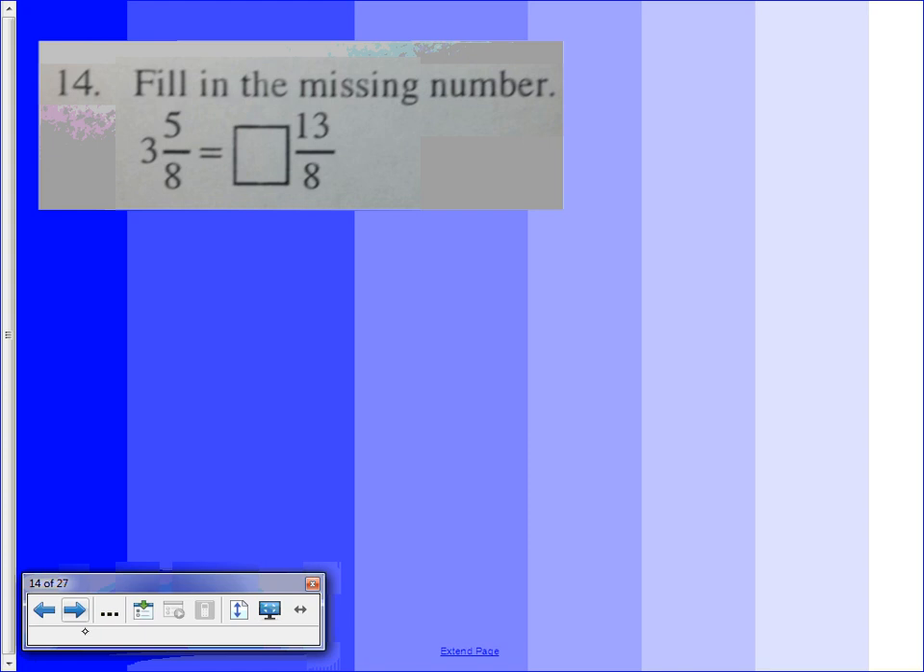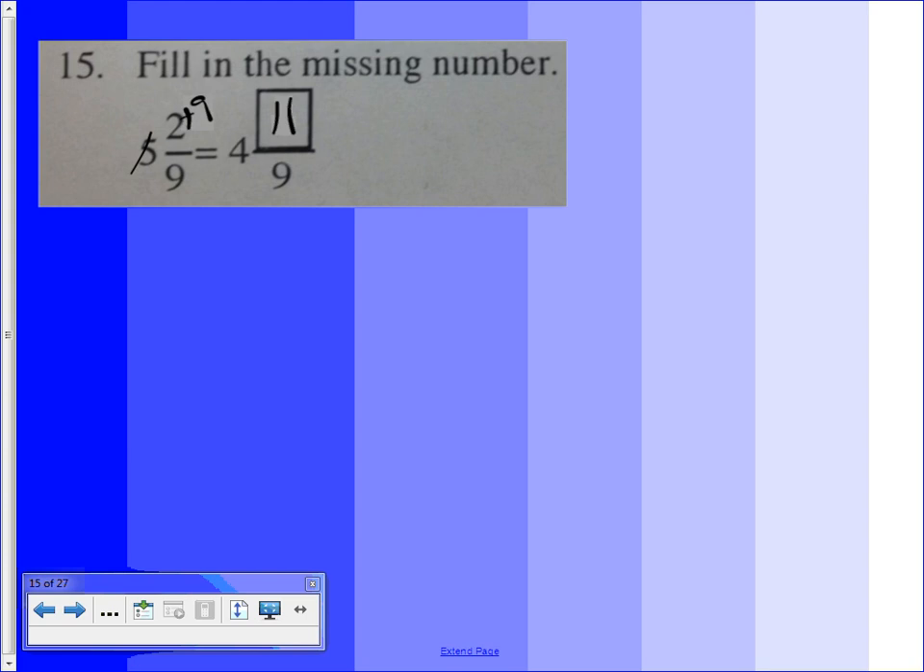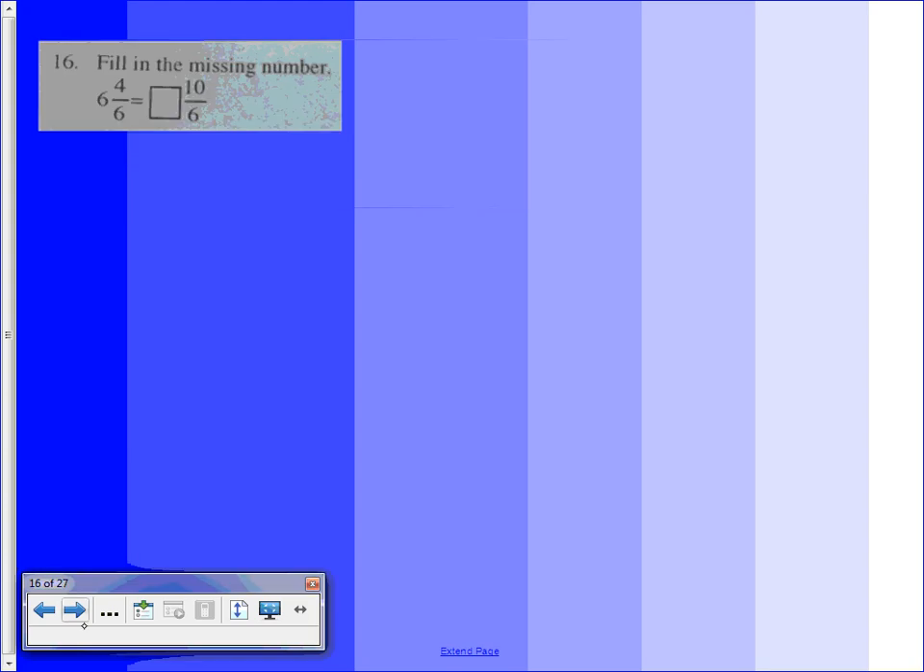See what they did here. They took away the 3, and they changed this to a 2 because they added an 8 to this 13. They crossed out the 5, and they made it a 4. So that means they added a 9 to the 2, which makes 11. They added a 6 to this to get 10. In order to add this 6, they had to cross this 6 off and turn it into a 5.